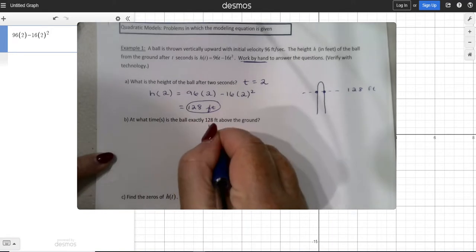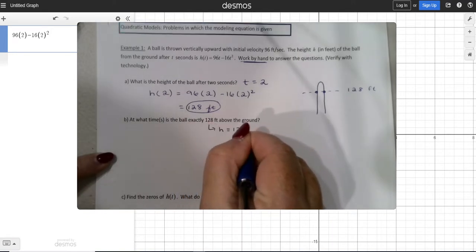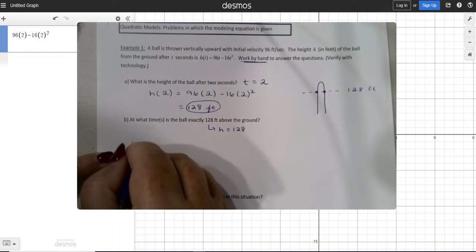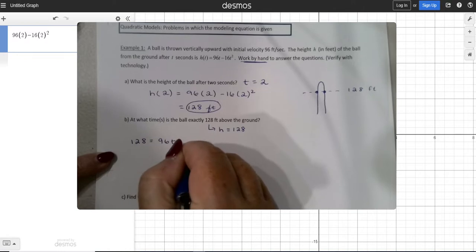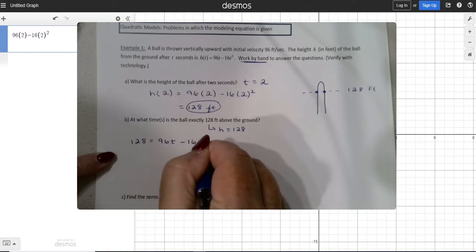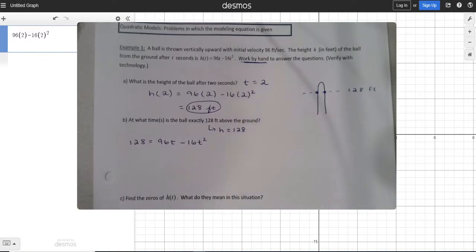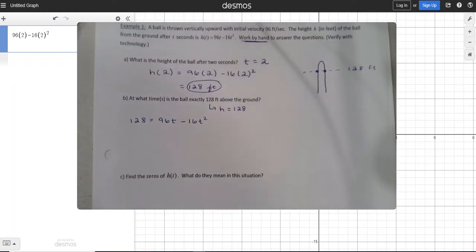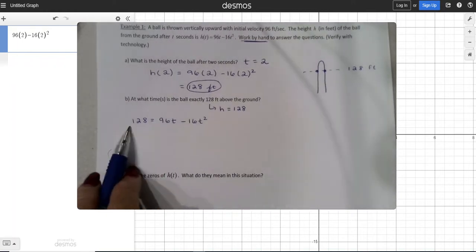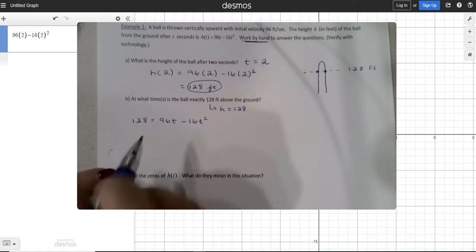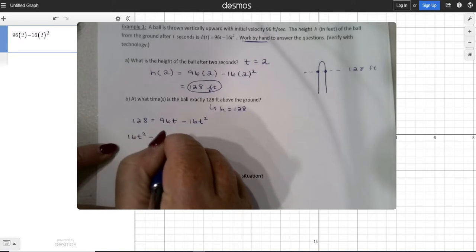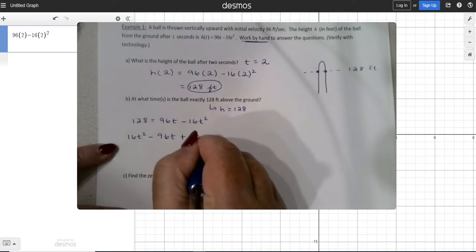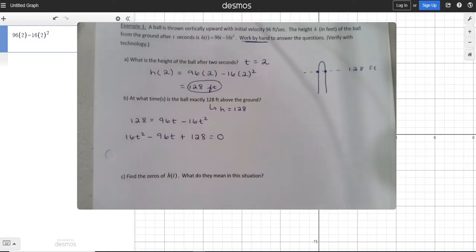128 feet is the height, so we're putting h equals 128. And so our equation looks like 128 equals 96t minus 16t squared. And by now, you guys all know my preference for positive leading coefficients. So I'm going to choose to move everything to the left side. That way I'm adding the 16t squared. And then I'll have a minus 96t plus the 128 that was already there. And that gets my quadratic function equal to 0.